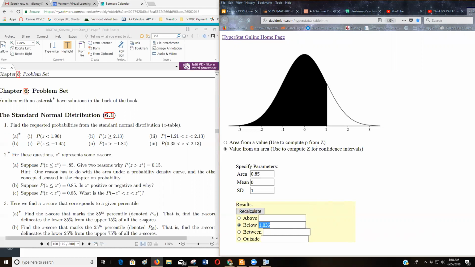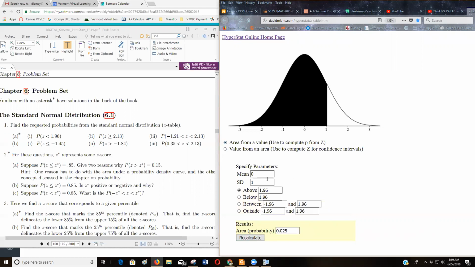So now they're telling me, what if you take that z-score and make it negative? And they're asking, what's the area between the negative of that and the positive of that? So I'm going to go back to area from value, because now I'm looking for an area. Now I want to know between that negative z-score and that positive z-score. And that's what they're telling me the area is. Now, why does that work? Why is that almost 70%?